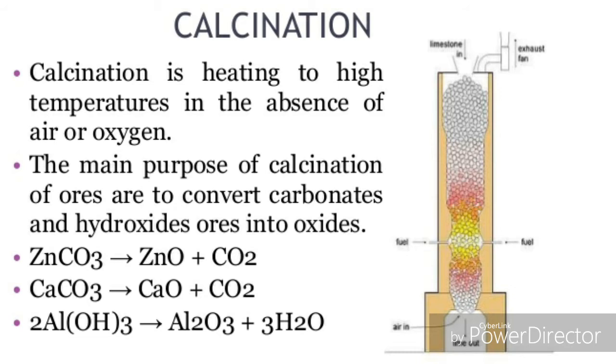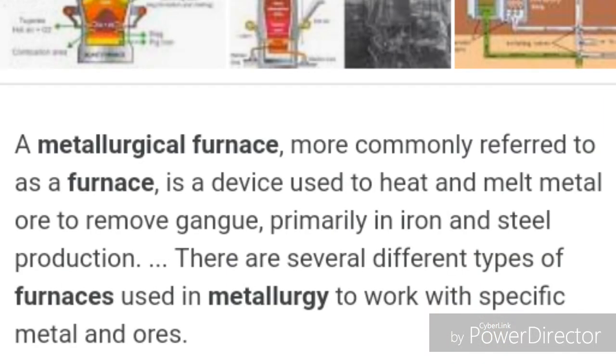Now let us see what is a metallurgical furnace. A metallurgical furnace, more commonly referred to as furnace, is a device used to heat and melt metal ore to remove gangue primarily in iron and steel production. There are different types of furnaces in metallurgy to work with specific metals and ores.